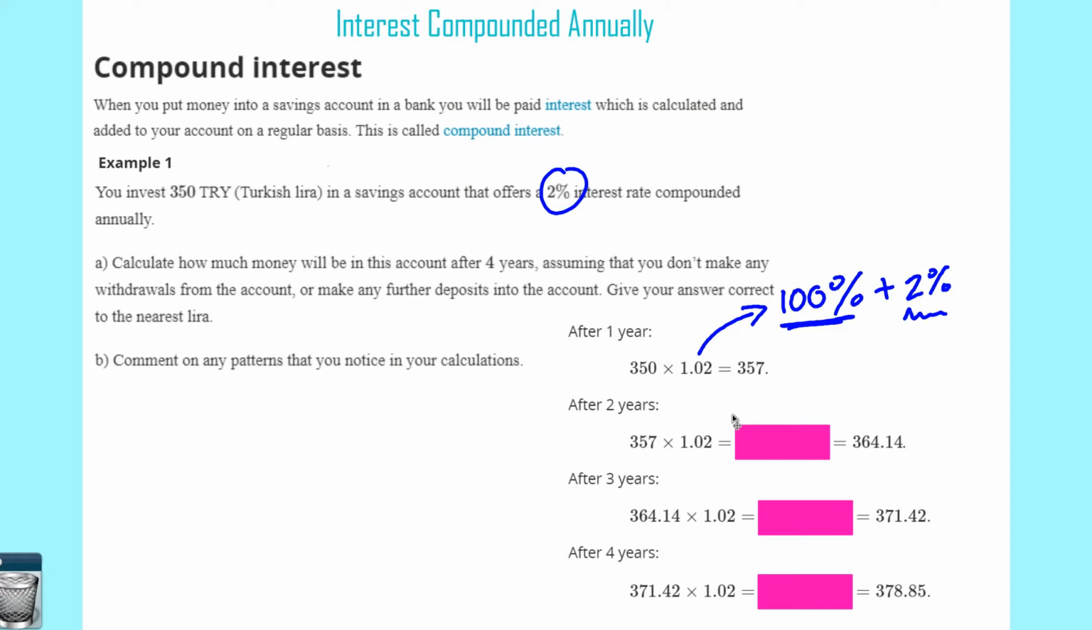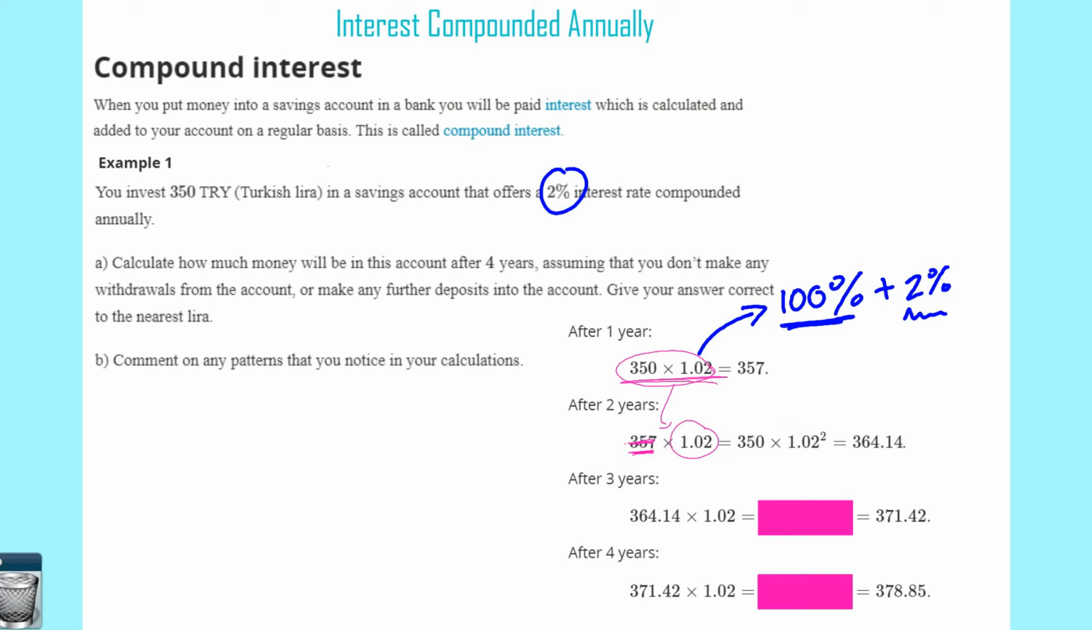So let's look at our pattern. After 2 years, I could take 357 times 1.02. Think about what that 357 was. That was just 350 times 1.02. So can I rewrite this as 350 times 2 of those 1.02s? Because 350 times 1.02 is replacing this 357, and we multiply that by 1.02. And that's how we get this.